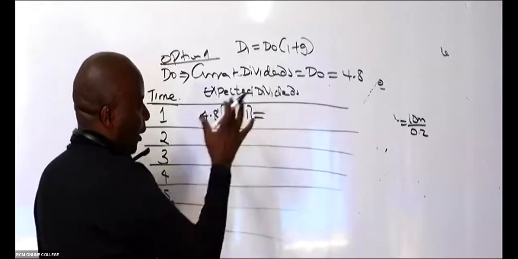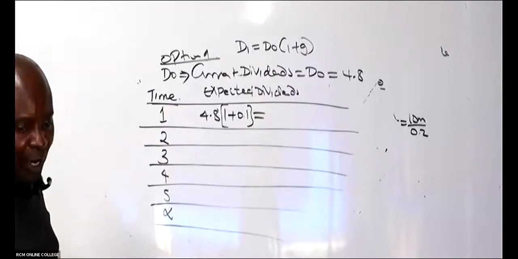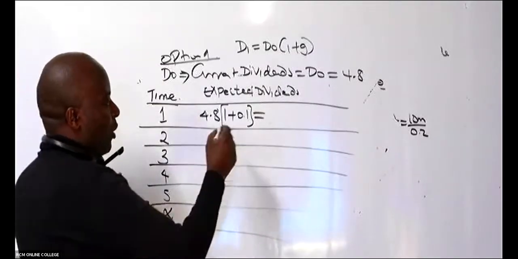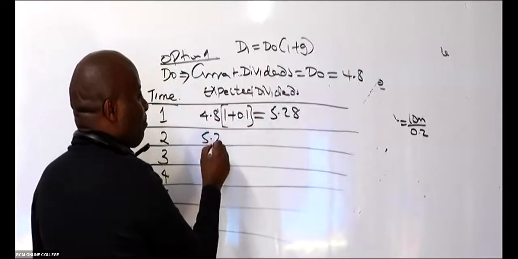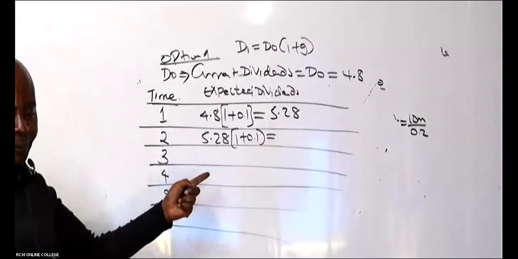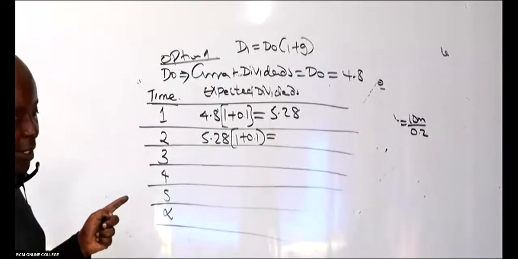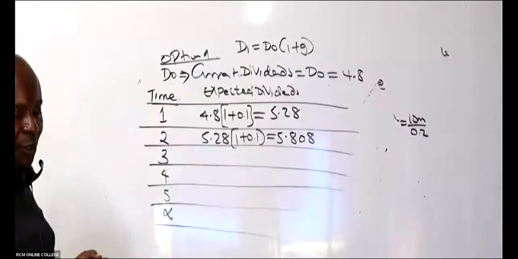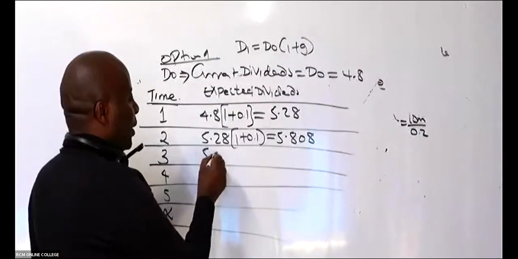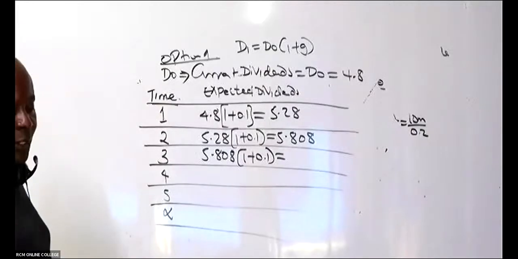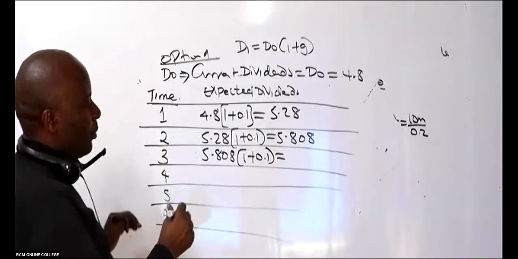Is there somebody who is able to give me this figure? 4.8 times 1.1. Joanne is giving me a figure of 5.28. Thank you so much. We shall pick this and multiply it with 1 plus 0.1, because the 0.1 is constant for the next 3 years. Let's put 3 decimal places. So then we have here 5.808, which is the last year. Pius is giving me 6.388.